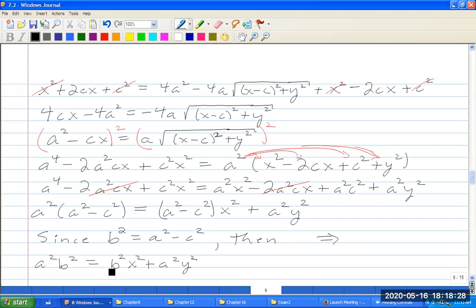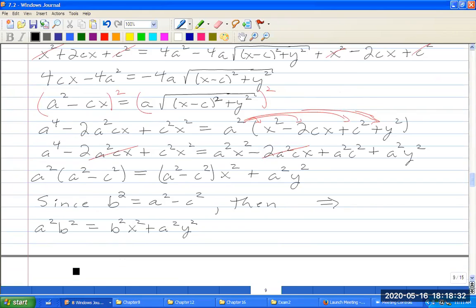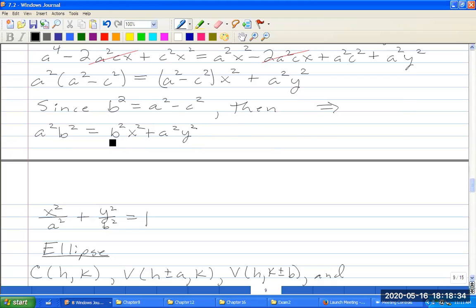Divide both sides of my equation by a squared b squared. The b squareds cancel, so x squared over a squared plus, dividing this term by a squared b squared, the a squareds cancel, so you get y squared over b squared equals, well, the a squared and b squareds cancel here, so it's equal to 1. So this is the equation of my ellipse.